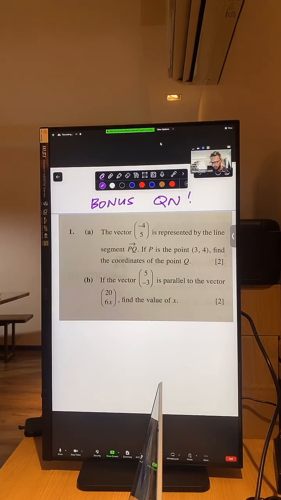Three more minutes and then I'll go through the question. It's quite simple. It's an introductory question to vectors. You should be getting this correct if you're doing vectors in school.